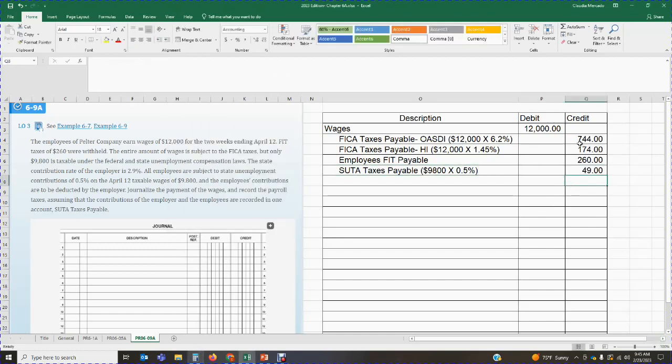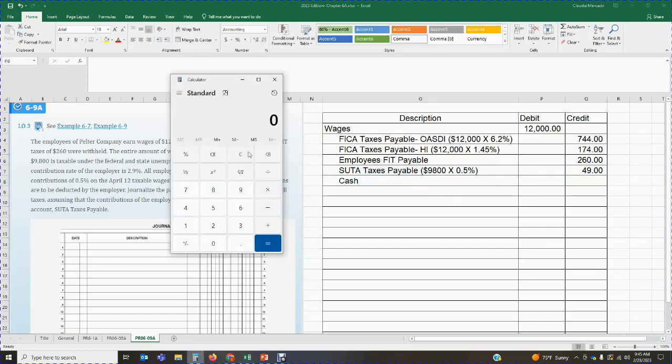So now that I've got all of my deductions, this is what I'm going to take out of my employees' paychecks for OASDI, HI, federal income tax, and SUTA. I can calculate how much I'm actually going to pay out in cash. To do that, I'm going to get my total wages of $12,000 minus my $744, minus my $174, minus my $260, minus my $49. That will give me my cash amount of $10,773.